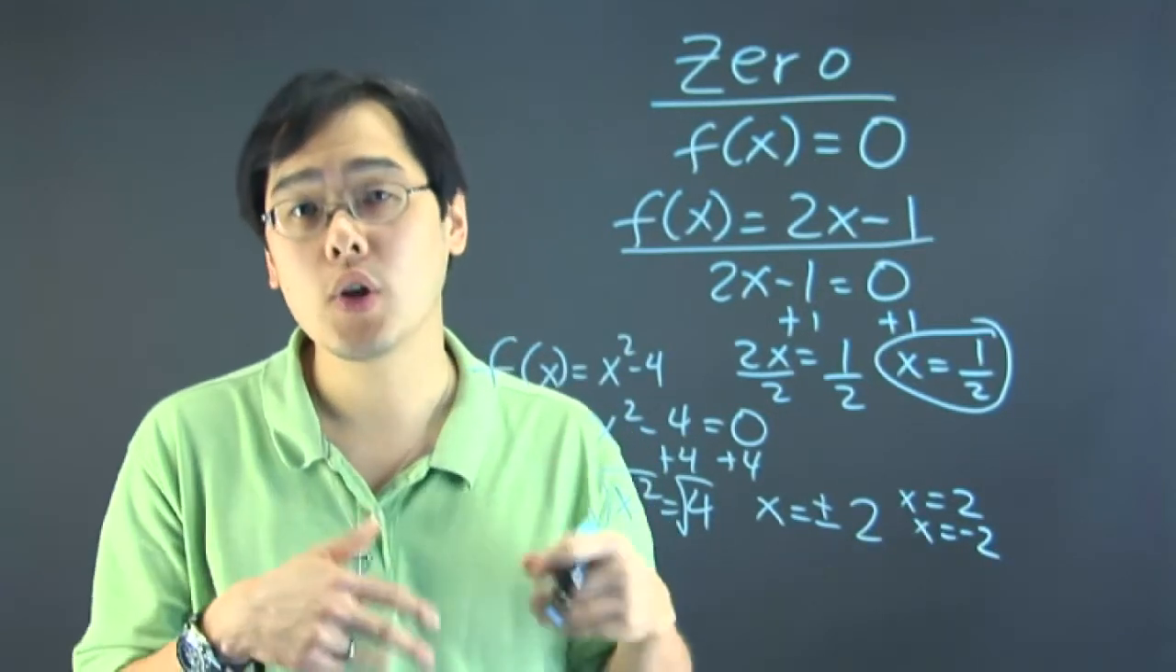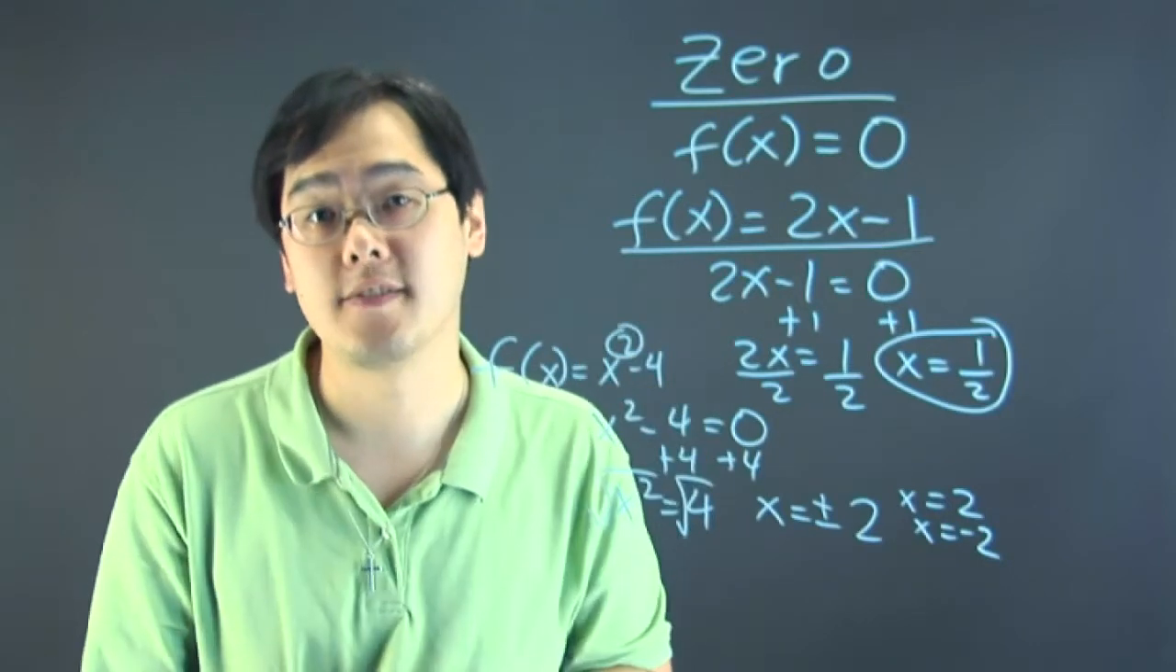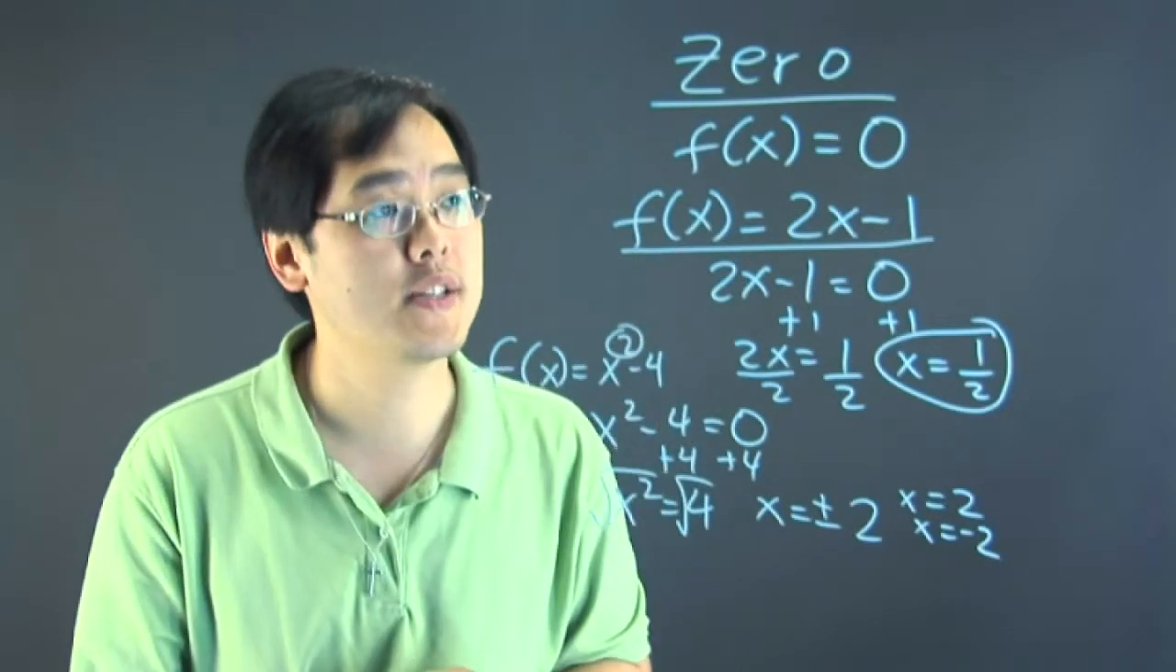You'll learn perhaps somewhere down the road that the exponent on x gives you an idea as to how many zeros you have. But this gives you a couple of instances on how to find zeros.